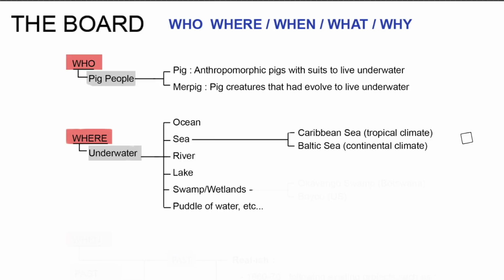Another example, you might think about swamp and wetland, and maybe we all have a vision of what it would look like, but I can guarantee you that the wetland from Botswana is going to look very different from the bayou in the US. So you see, you might think underwater is very simple and straightforward, but now you have more options because you want to see what kind of underwater we're talking about. Is it an ocean, a sea, a river, a lake, etc.? And then within this option, we have even more options.